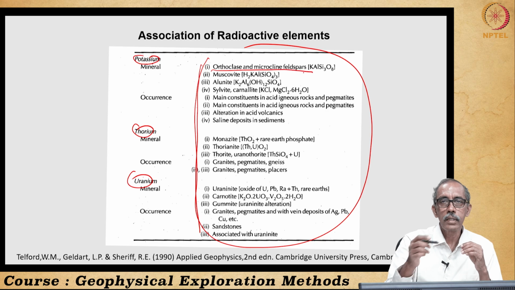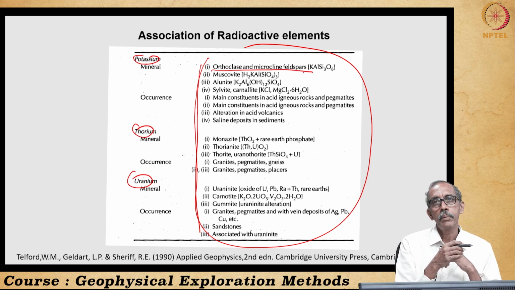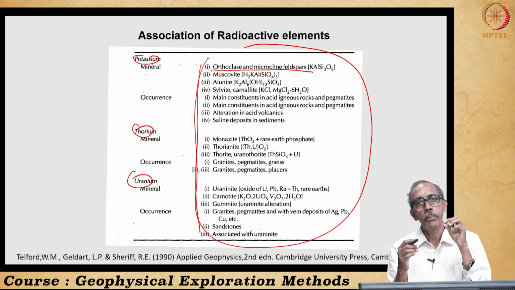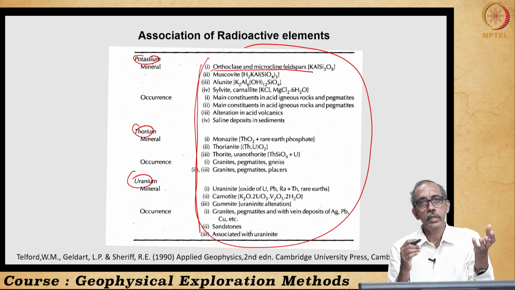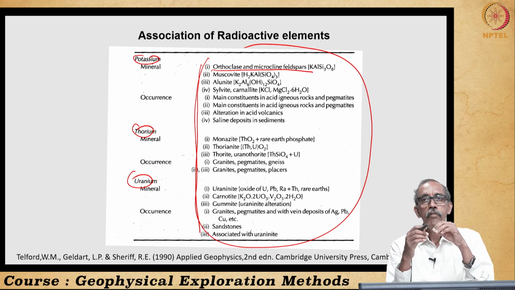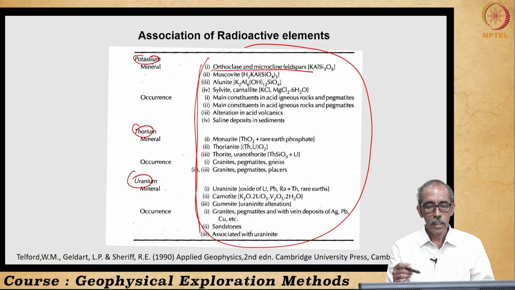For example, if you look at the first one, orthoclase and microcline feldspars. Feldspars are one of the important rock forming minerals which is present in almost most of the rocks. Even the common sand which all of you would have seen also has some feldspar particles. Most of it is quartz, part of it is feldspars. So, if feldspars are more, there will be some radiation due to potassium, right? So, these are all the different minerals which are present in most of the rocks that occur on the surface of the earth, right.